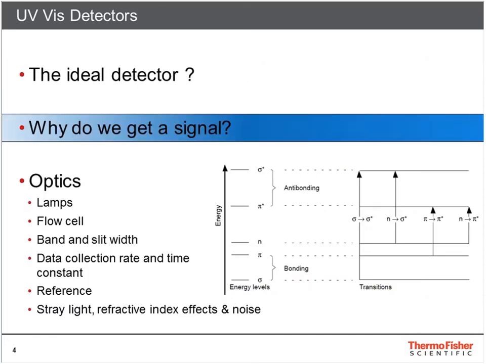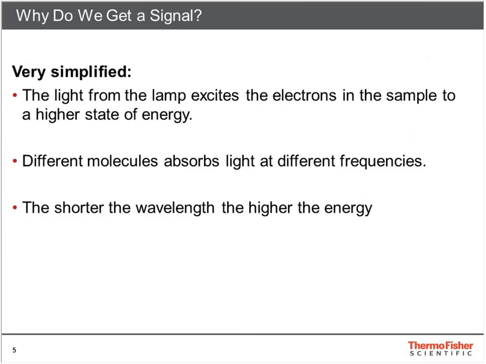The first part is why we get the signal. This is a short version of the university lesson. I apologize if you already know all of this. Very simplified: the light from the lamp excites electrons in the sample to a higher state of energy. This makes the sample absorb the light. Different molecules absorb light at different frequencies. The shorter the wavelength, the higher the energy.